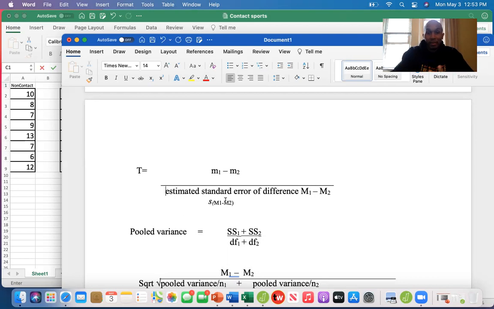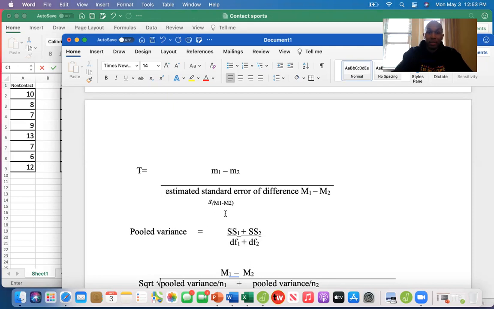Again, we're estimating from the population, right? Even when we look at our numerator, we're using sample means, but it's really an estimation of the population from which these samples are coming. Because we're estimating, we're using T.